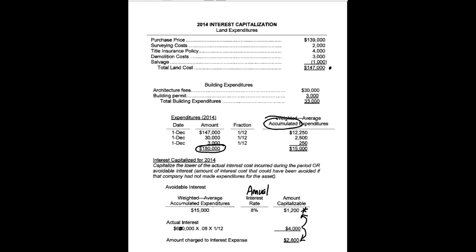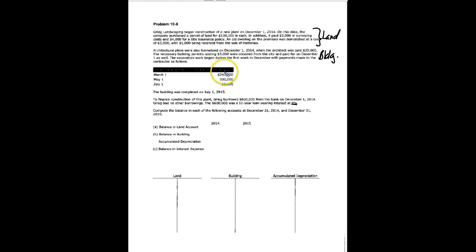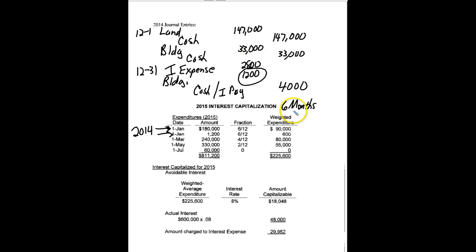Let's go take a quick peek, just in case you've forgotten where I got those numbers. So here is what happened in 2015. So I'm just showing these expenditures. Okay, so we do the same thing. We take the expenditure times the fraction, and we get the weighted average. We add those up, and here's our cumulated weighted average. So the avoidable interest is that weighted average expenditure, annual rate of 8%. The avoidable interest is $18,048.